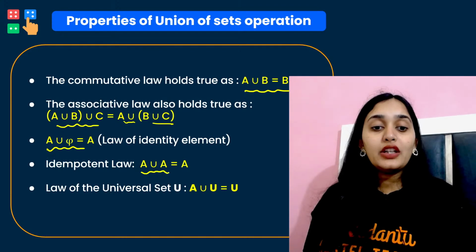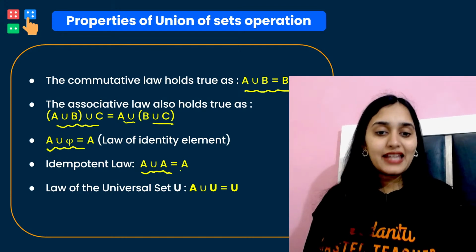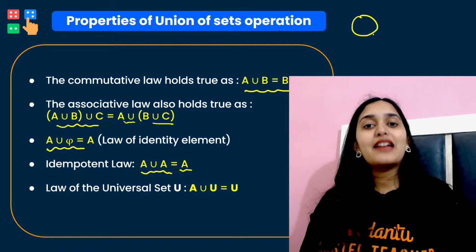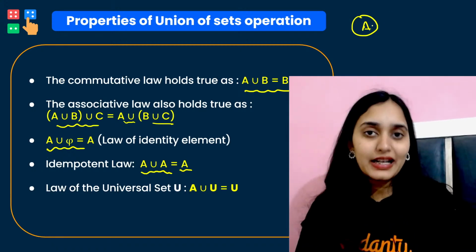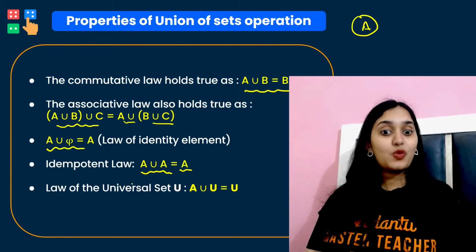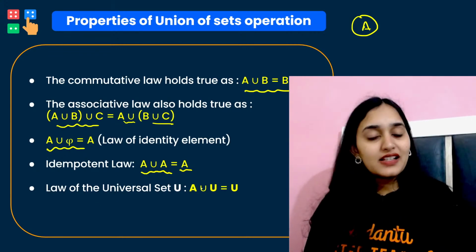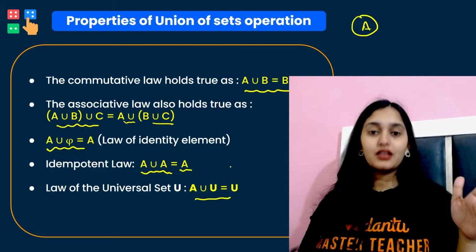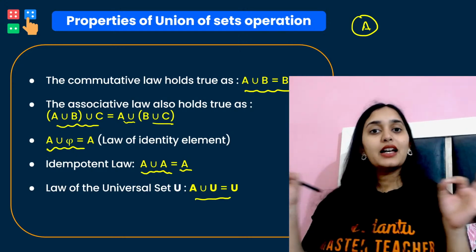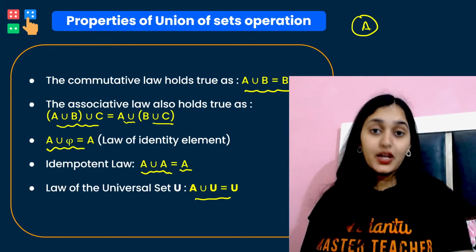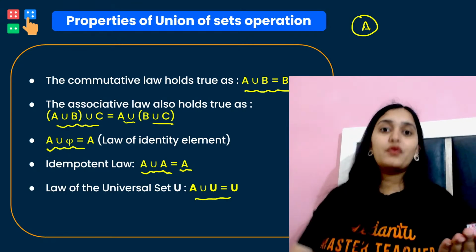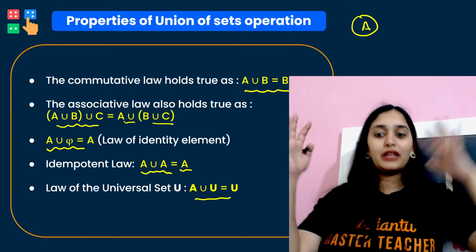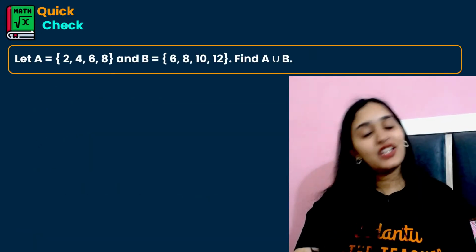Idempotent law. Union of two sets A and A will be A only again, because if you combine set A with set A itself, you will get set A only. You will not get A square. And universal set law says that union of a set with universal set is universal set. Why? Because if you combine set A with everything, then the result will be everything only. Like complete combination of everything. So that's why union of the set.